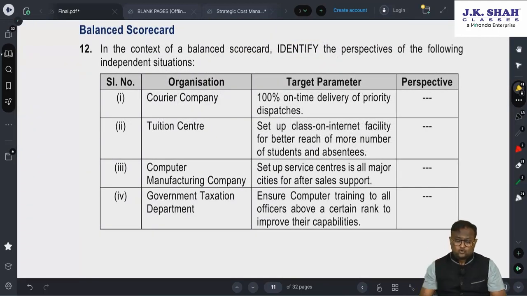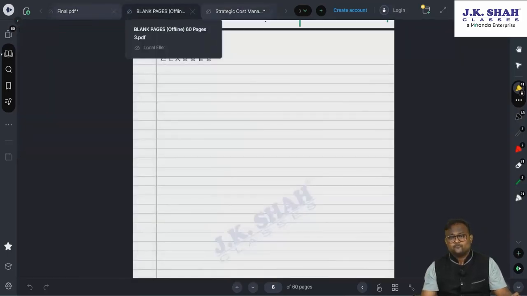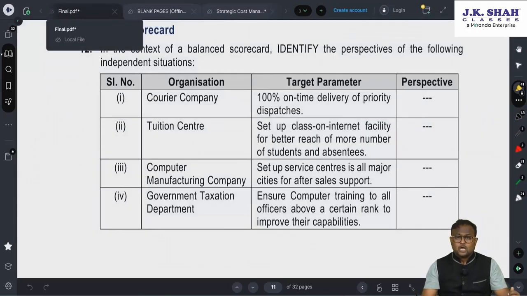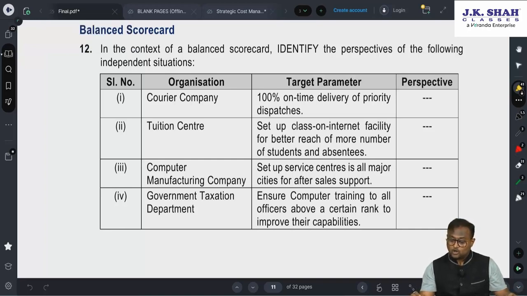But chalo, let's go to question number 12. So very small question. In the context of balance scorecard, identify the perspectives of the following independent situation. Balance scorecard, if you recollect, it has several perspectives, like customer perspective, learning and growth perspective, then you have internal business perspective. They are just talking about those perspective. Now it is a courier company and it is trying for 100% on time priority, then it has to be towards the satisfaction of the customer.